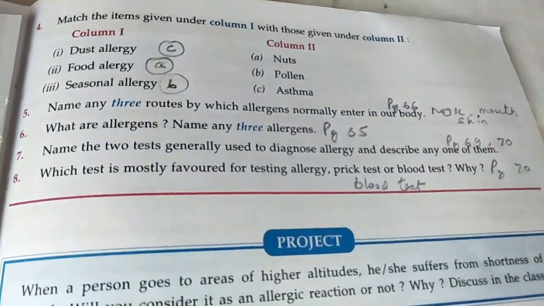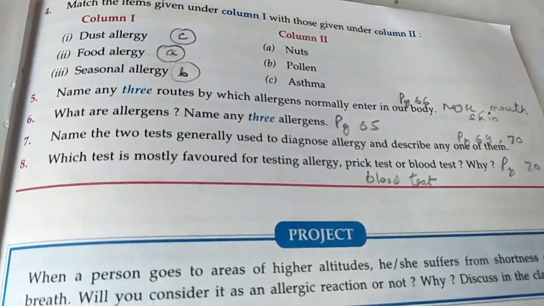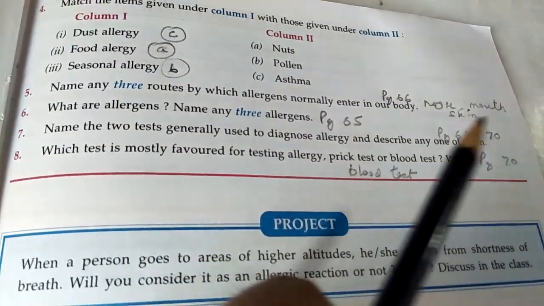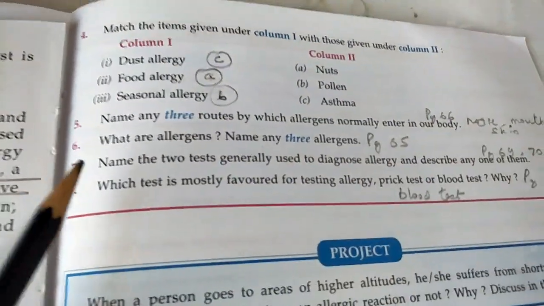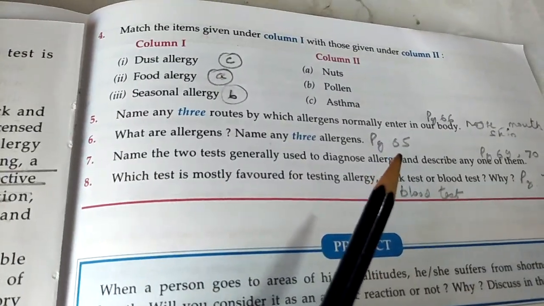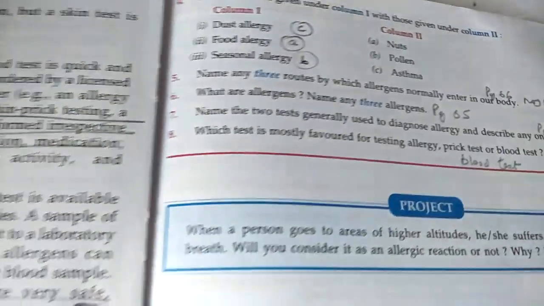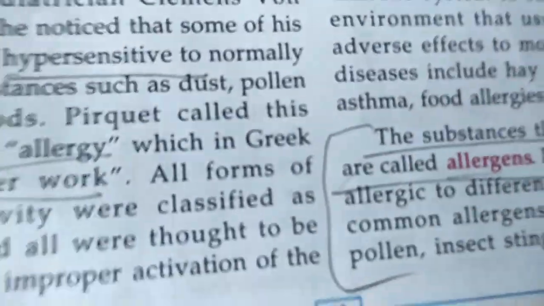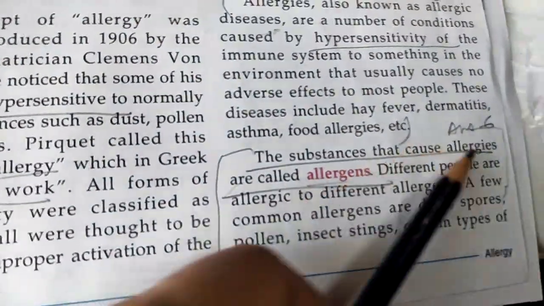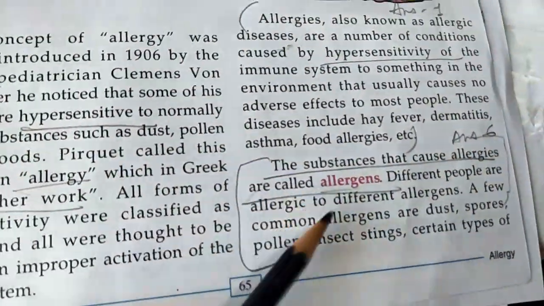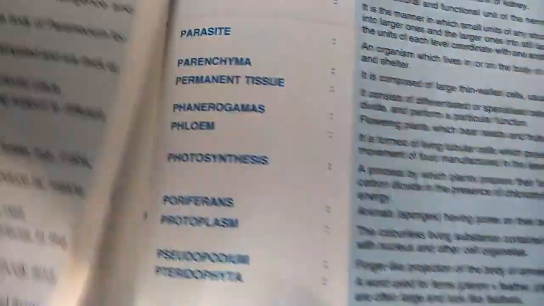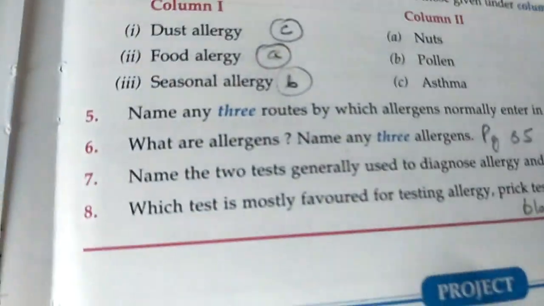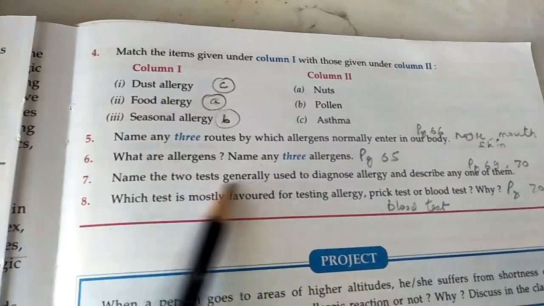Now, name the three routes by which the allergy normally enters the body. It's on page number 66, and you will find that the answer is skin, nose, mouth. So, three areas, page number 66. And what are allergens? It's on page number 65, the same page where we got the definition of allergy. Right there we know about allergens. The answer for the question what are allergens is given here, and the examples of allergens are also given here. Very easy.